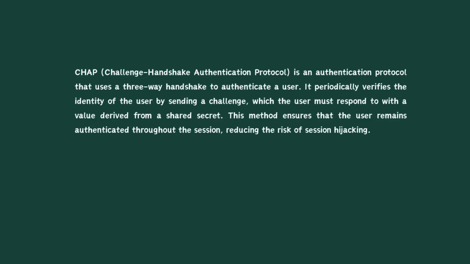CHAP, Challenge Handshake Authentication Protocol, is an authentication protocol that uses a three-way handshake to authenticate a user. It periodically verifies the identity of the user by sending a challenge, which the user must respond to with a value derived from a shared secret. This method ensures that the user remains authenticated throughout the session, reducing the risk of session hijacking.